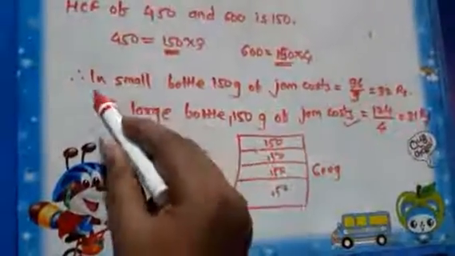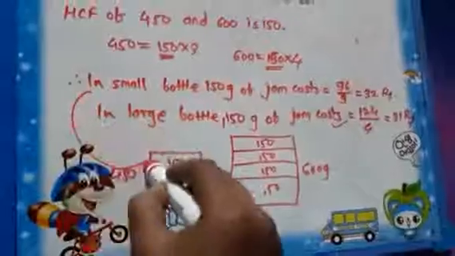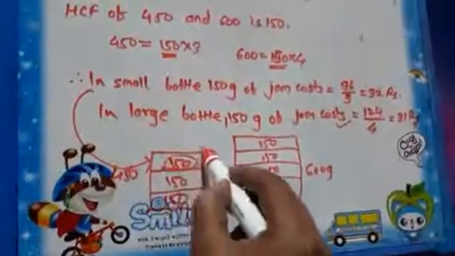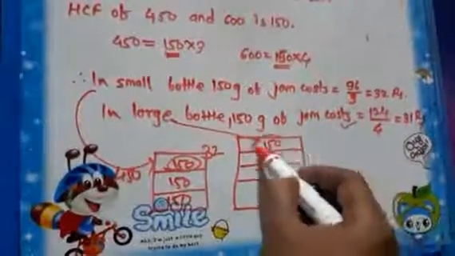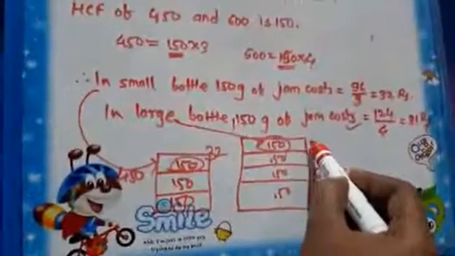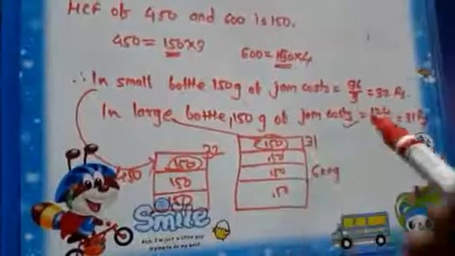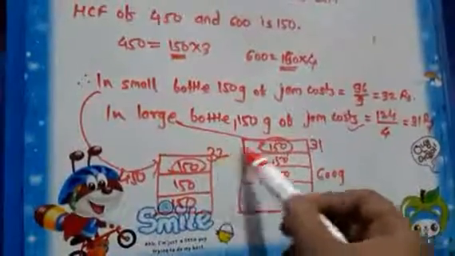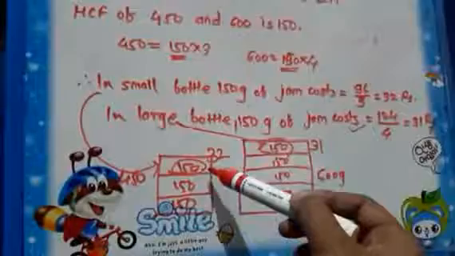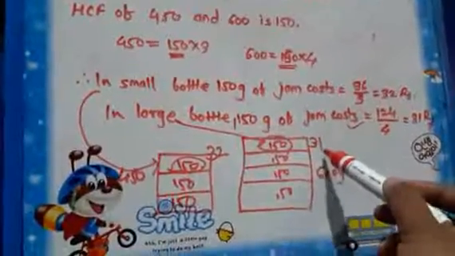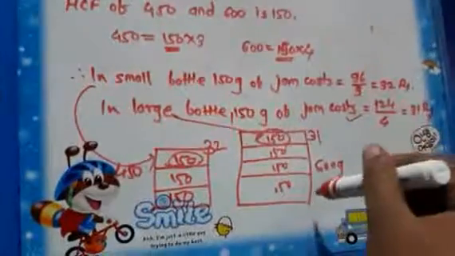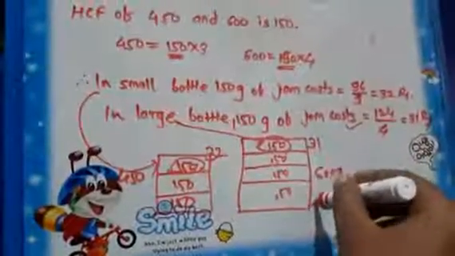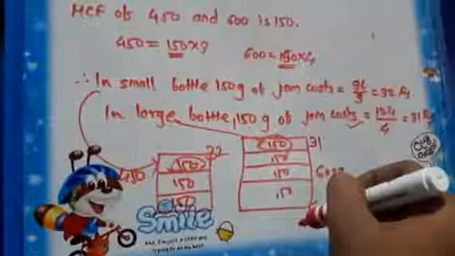So here what we have calculated is, in the small bottle every 150 gram costs 32 rupees, and in the large bottle every 150 gram of jam costs 31. So it means for every 150 gram you are saving 1 rupee, because here is 32 rupees cost and here is 31 rupees cost. So for every 150 you are saving 1 rupee in the large bottle. In this way, the second, large bottle is more profitable to buy.